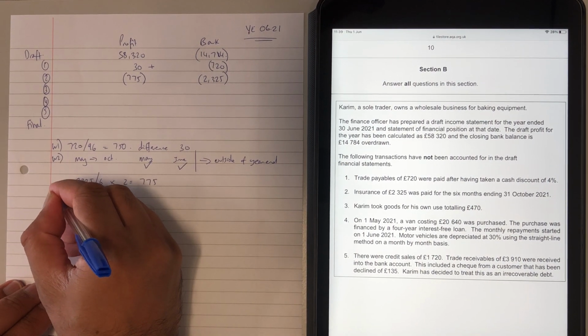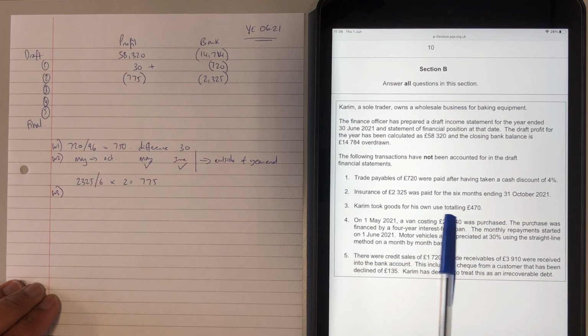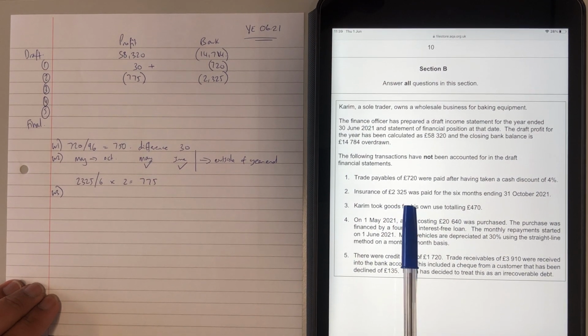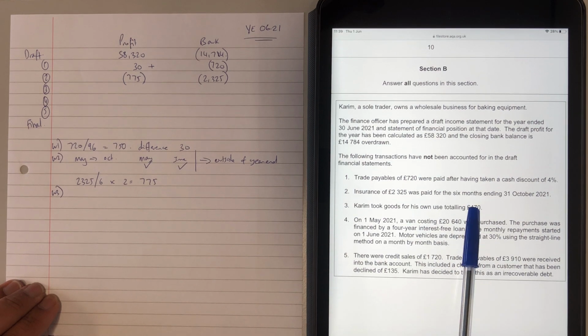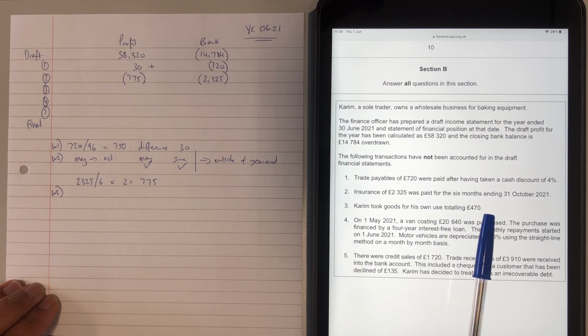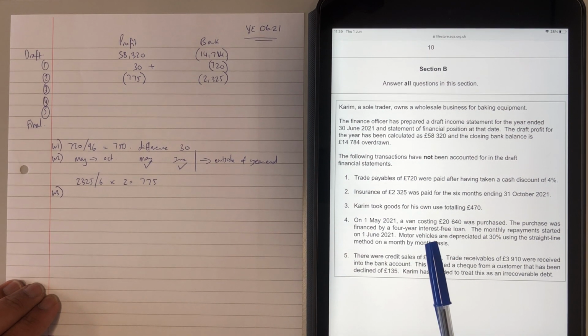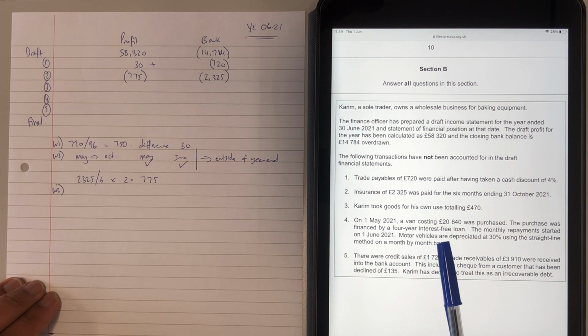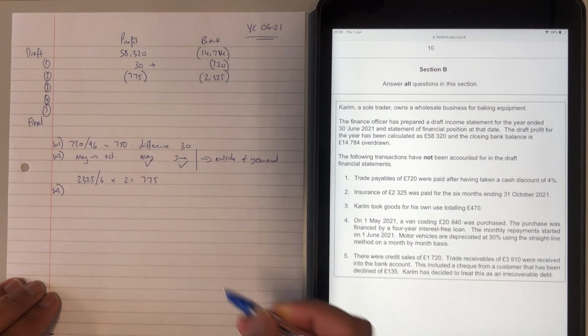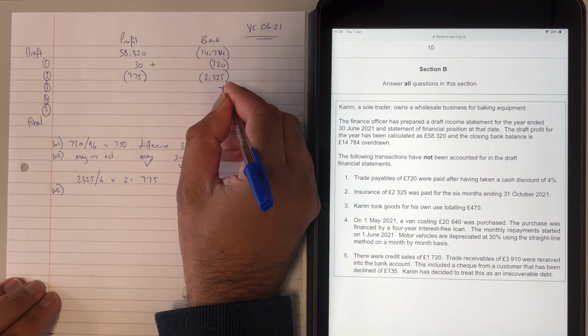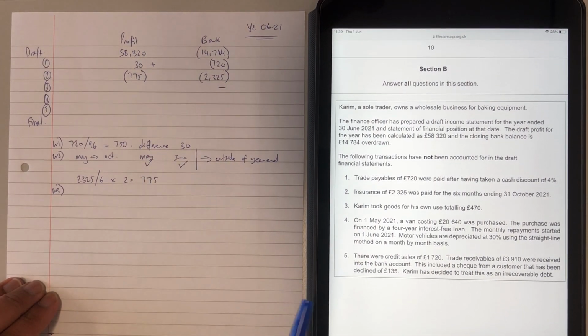Let's move on. Okay, Karim took goods. He took goods. Okay, he never took cash, he took goods, 470. So if I take something for myself, for my own business, then bank is not going to be affected. So that's a trick. There's no effect there. Don't be fooled. You don't have to put something in every single box.